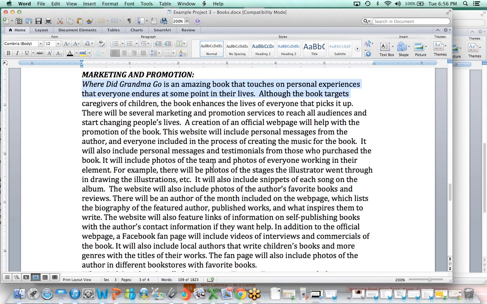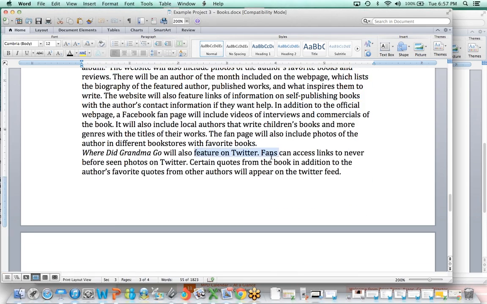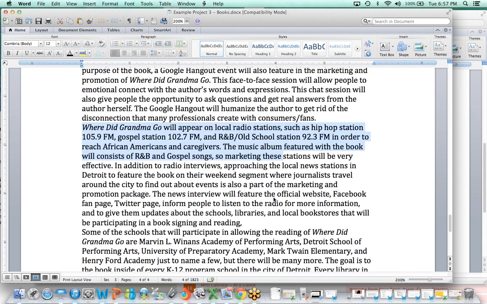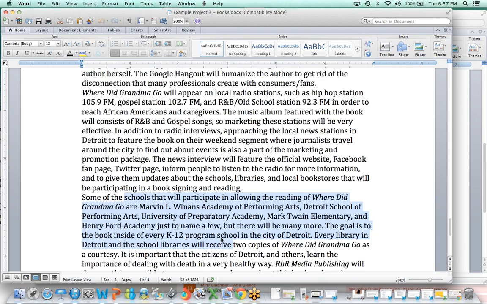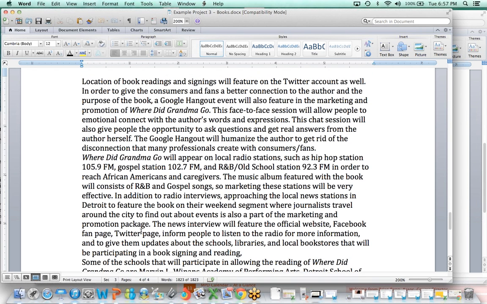Then marketing and promotion, she talks about an official web page. She talks about what's going to be on the website. She's going to use Twitter, she's going to use radio stations, and so on and so forth. So you get the idea here. And then lastly, I would recommend doing some type of concluding paragraph here. Even if it's just 3 or 4 sentences, just end with a conclusion, a kind of summary. So that's an example of books.